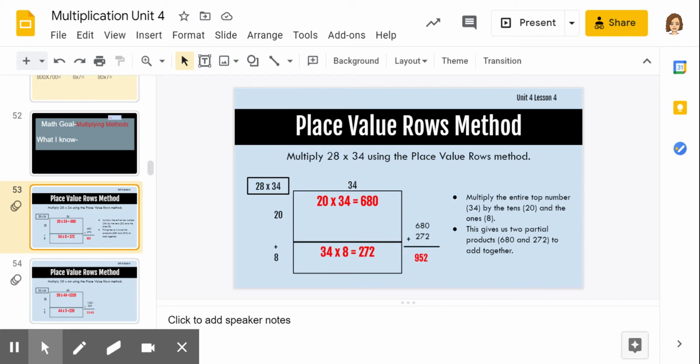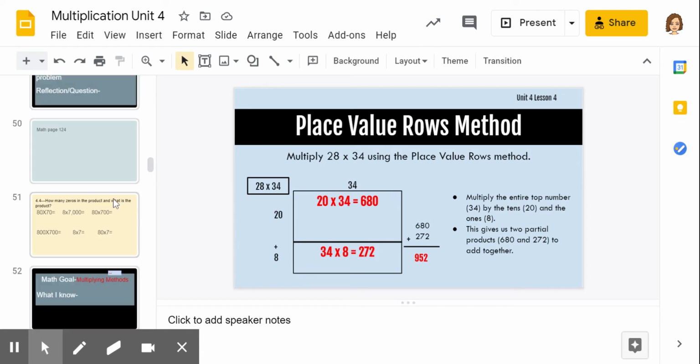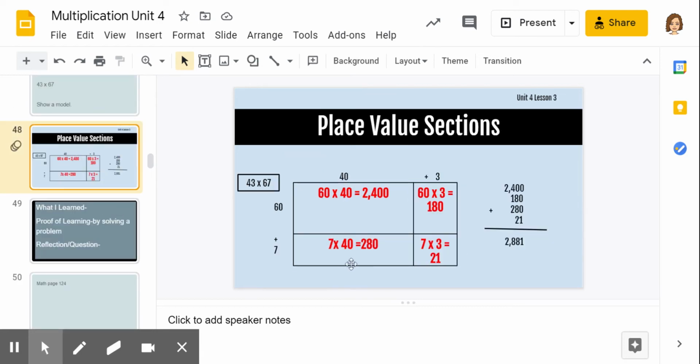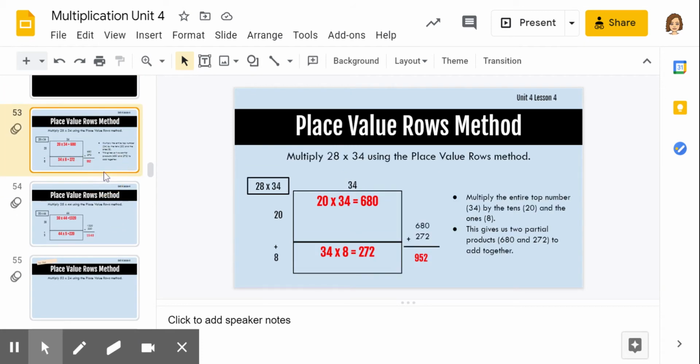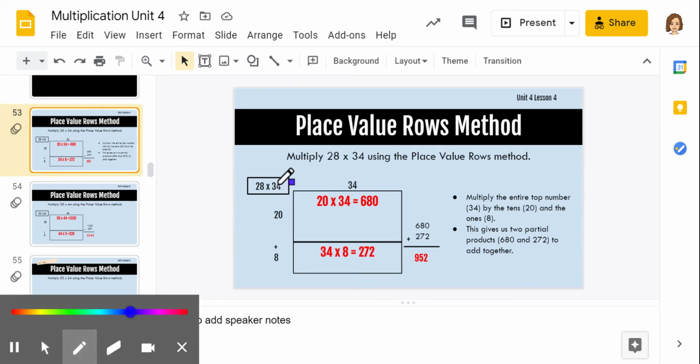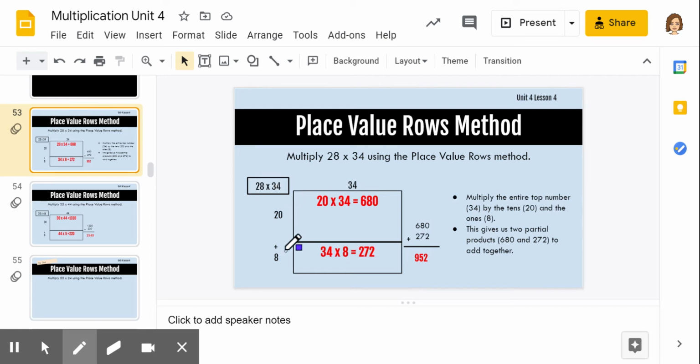So in the place value rows method, you still make boxes, but two boxes instead of the four boxes that we had before. Remember how we made the four boxes? Instead, we make two boxes, one right on top of each other. And instead of separating both numbers into the tens and ones, we keep one number the same. So I kept the 34 the same. Then I did break down the 28 into a 20 and an 8. And then you simply multiply the 20 times the 34 and then the 8 times 34.